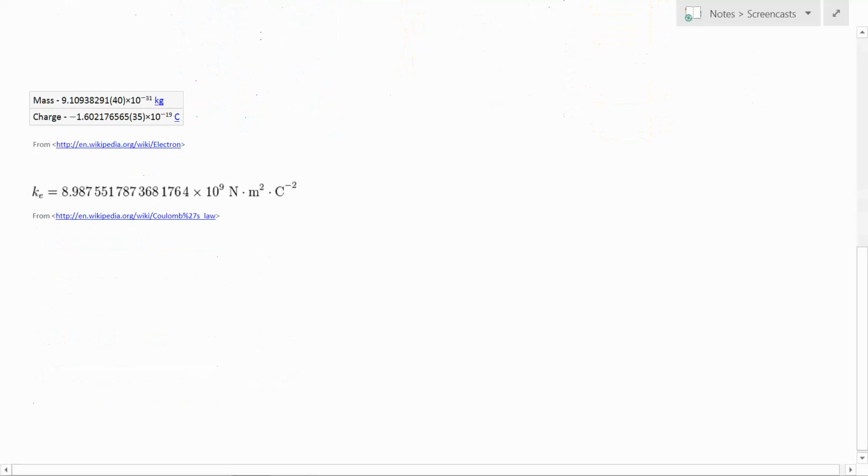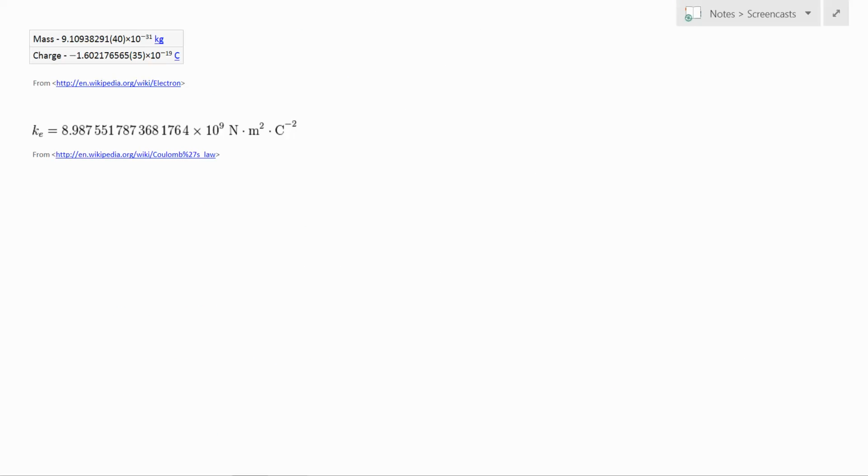The other nice example, let's take a look at the electron. The electron has a mass, which is incredibly small compared to the Earth, has a charge, which is very small. We have this crazy constant. So what I want to know is, what is the ratio of the electric force between two electrons to the gravitational force between two electrons?